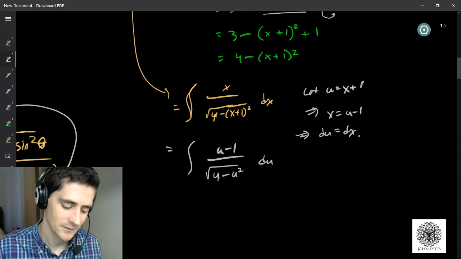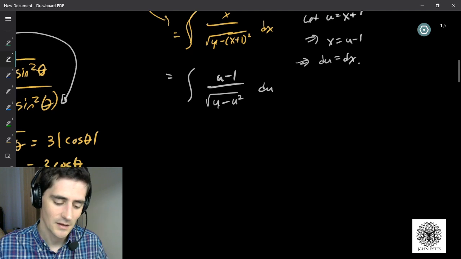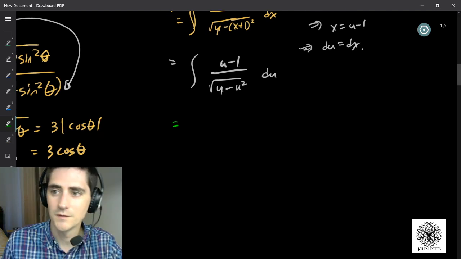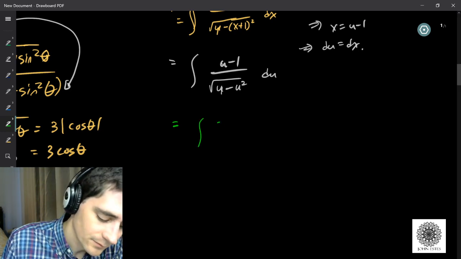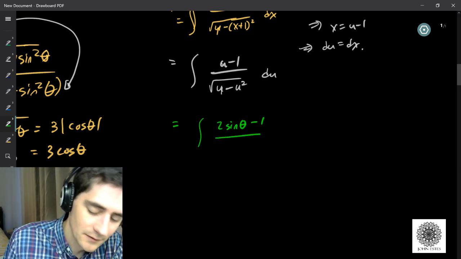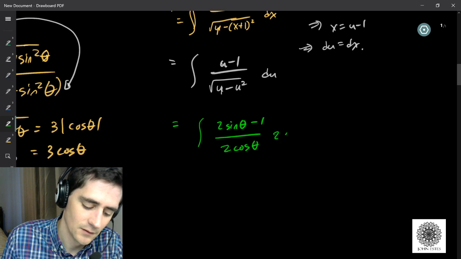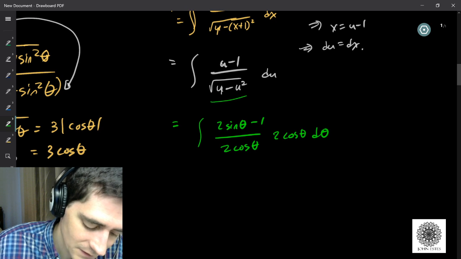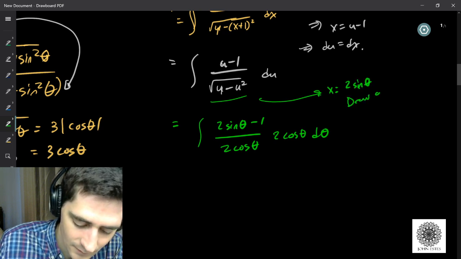Okay, now that's kind of our new starting point if you want to think about it. All right, so from here we are going to have to make a trig substitution, and just for the sake of time, I'm not going to draw out all the triangles. What you'll do is you'll end up with, let's see if you can figure this one out, 2 sine theta minus 1 over 2 cosine theta, and then my du is 2 cosine theta d theta. And why is that? Because from this expression, I know that I'm going to end up with u equals 2 sine theta. Okay, so draw a triangle. See if you can get that.